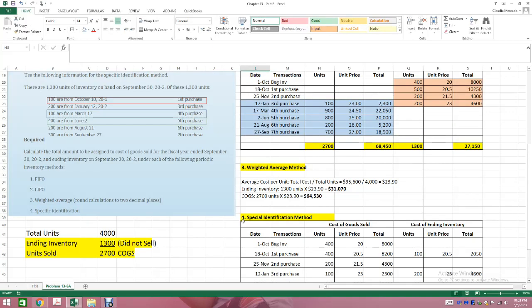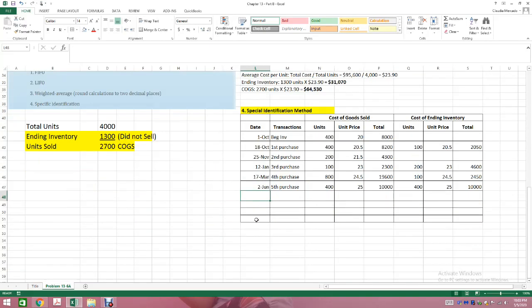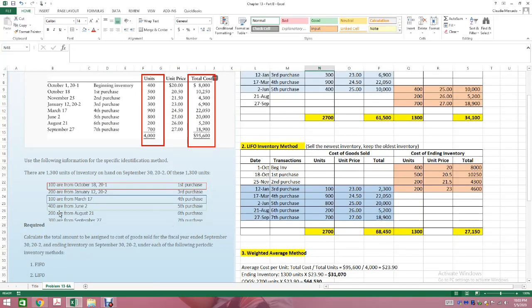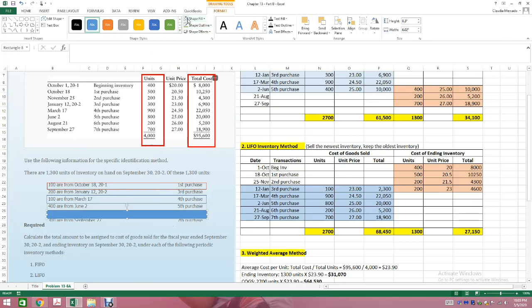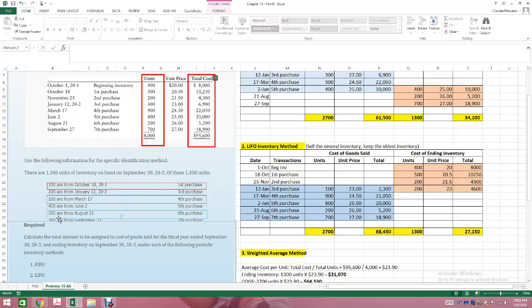Next item, we have the sixth purchase, which is August the 21st. From the sixth purchase, we need to figure out which ones we sold and which ones we did not sell. Well, from the sixth purchase, they're telling us you did not sell 200 of it. So if we look at the sixth purchase, you had 200 and you did not sell any of them.